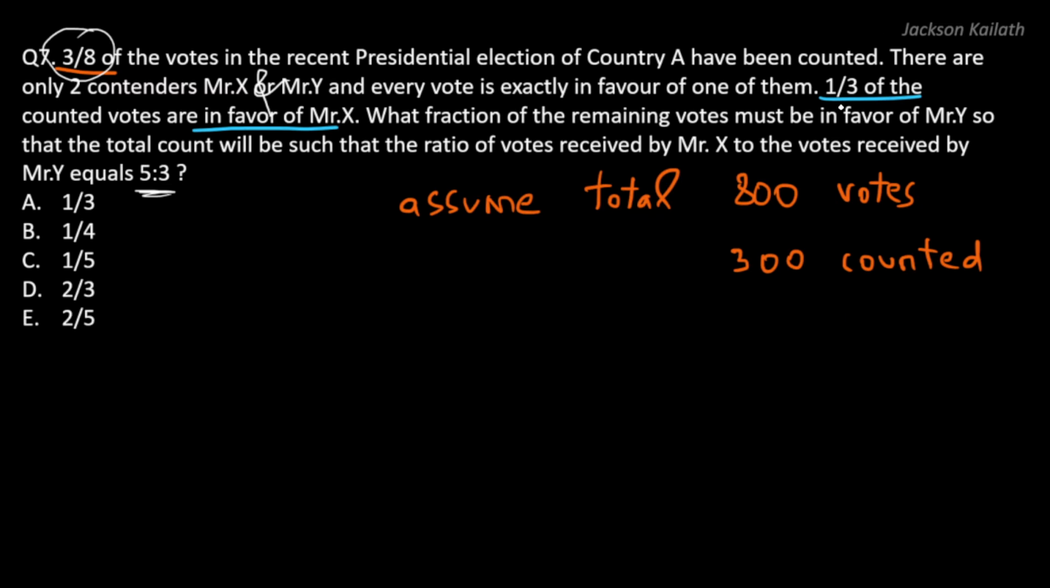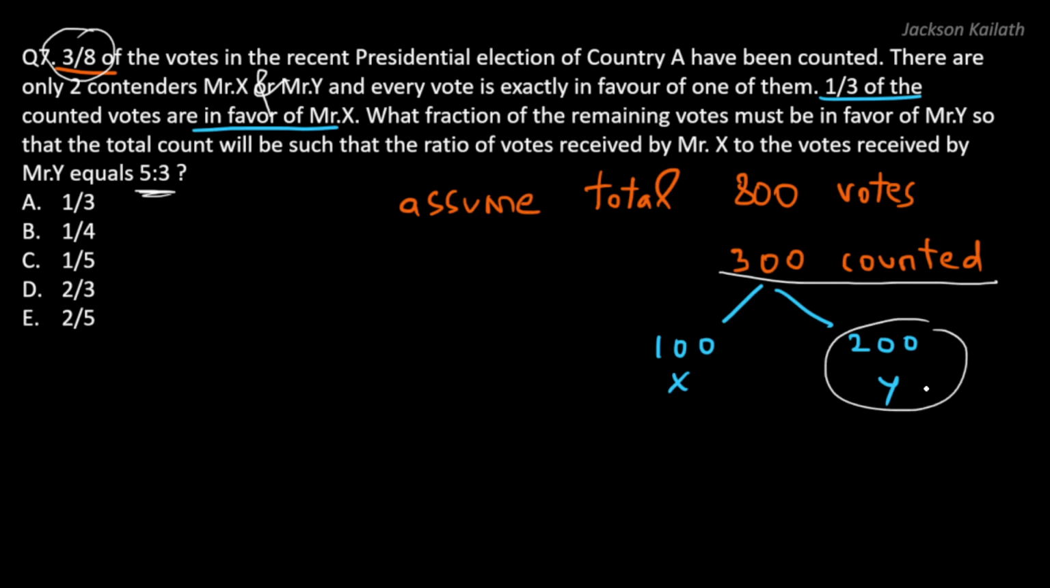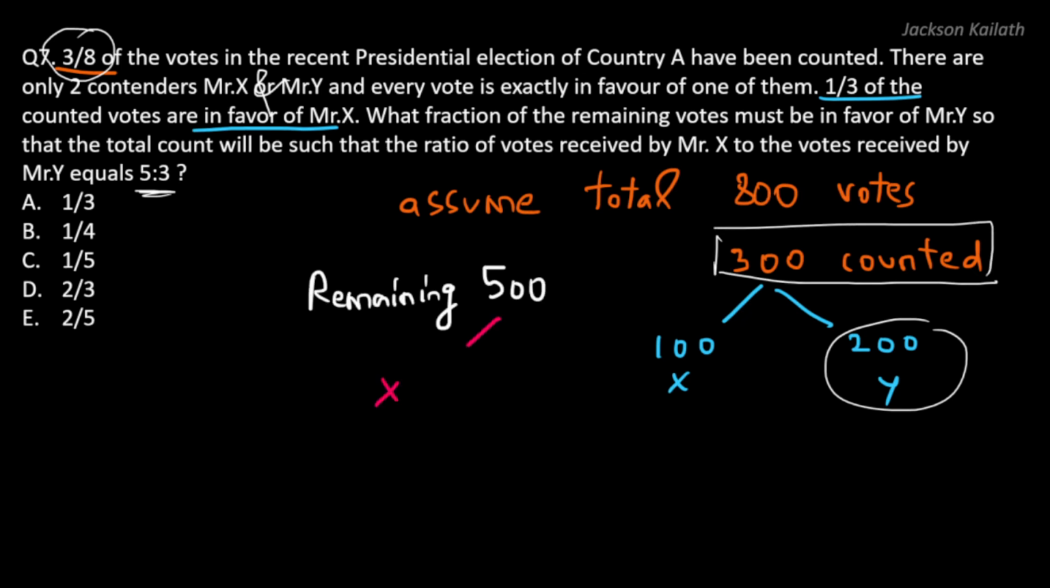It's also mentioned over here that 1/3 of the counted votes, which is 300, are in favor of Mr. X. So 1/3 of 300 is 100. So 100 votes are in favor of Mr. X, and the remaining 200 votes are in favor of Mr. Y. Now 300 are counted, so out of 800, the remaining votes are 500, and some of them will be in favor of Mr. X and some will be in favor of Mr. Y.